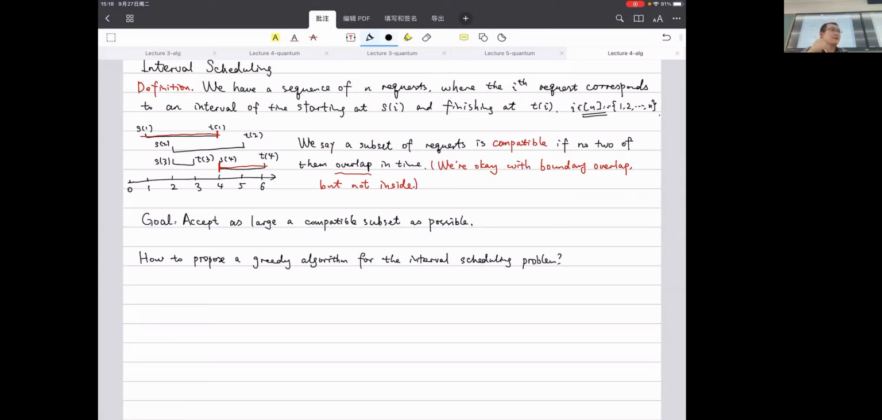More events. In this specific problem, we don't count how long your interval is. So probably you won't want to pick an interval that is super long because that may prevent you from picking others. Here we count the number of events that you like to pick.